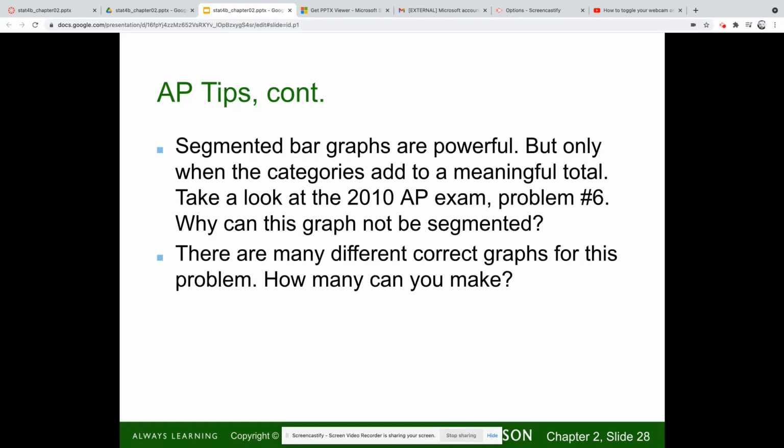Segmented bar graphs are powerful, but only when the categories add up to a meaningful total. So percentages are great for the segmented bar graphs because you could compare percentage to percentage. All right. Take a look at the 2010 AP exam problem number 6. We'll look at it in a second. Okay? There are many different correct graphs for this problem. How many can you make? This will be in your textbook. Okay? Any questions? All right.